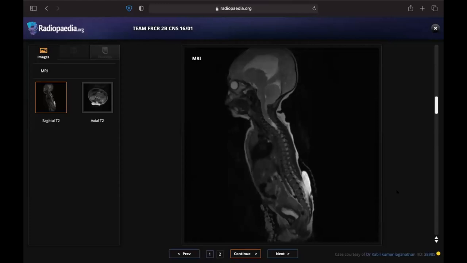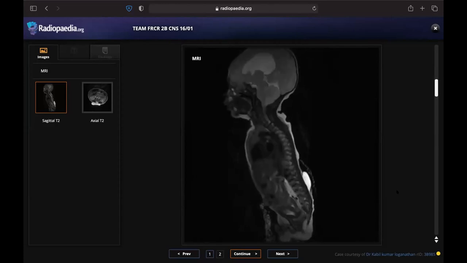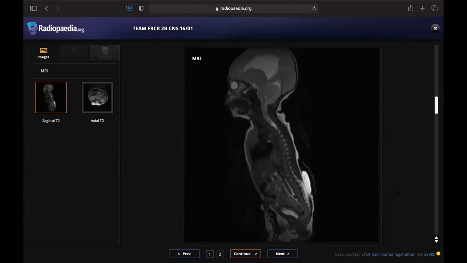Okay, I understand you said there is cerebellar tonsillar herniation. Any other features which you see in Arnold Chiari? Any other terminologies which you would like to use here? The small posterior fossa, indentation of the brain stem. The hydrocephalic changes. Yes.